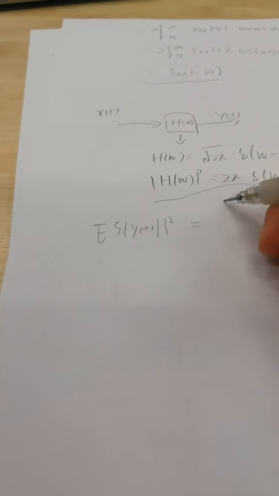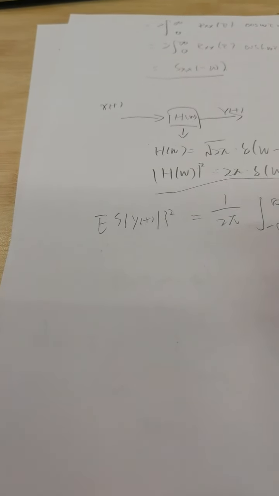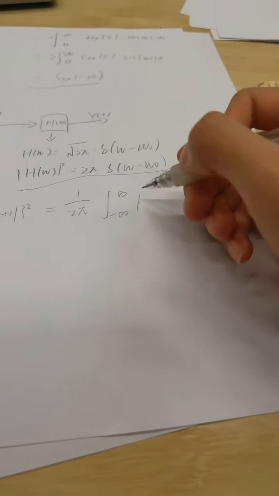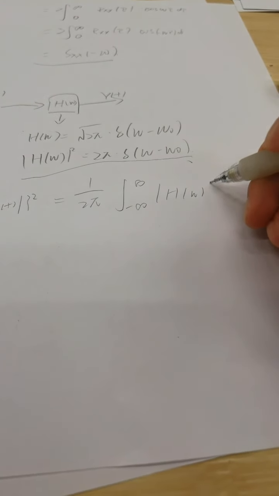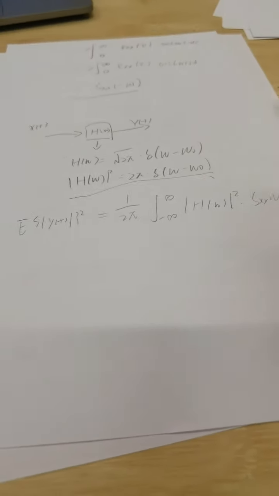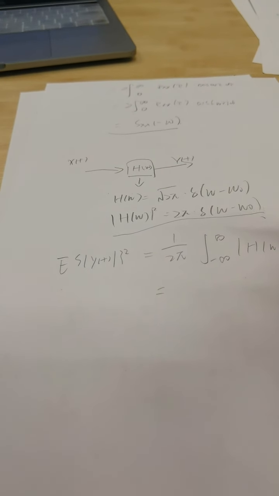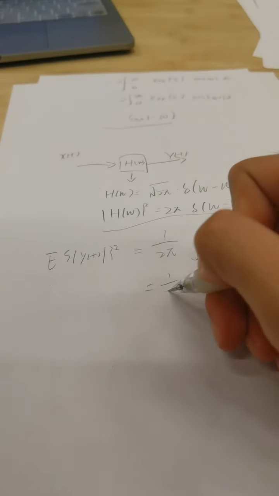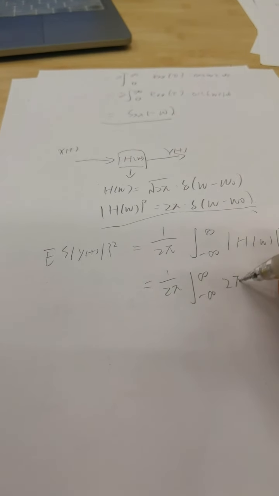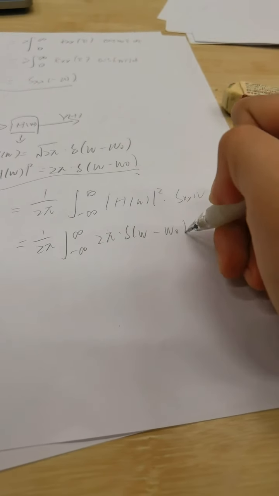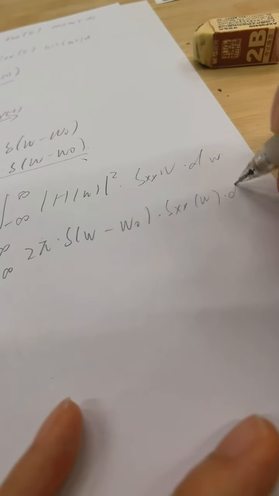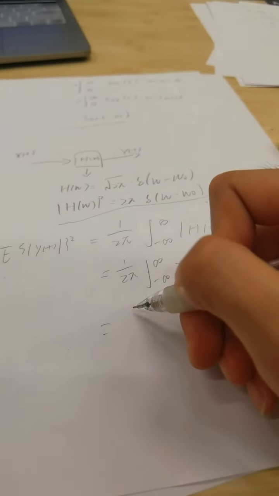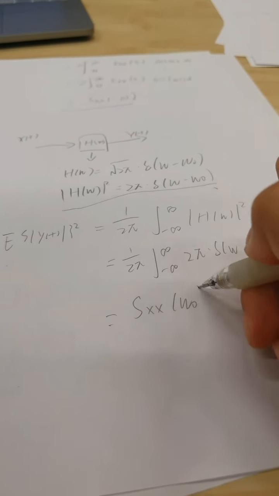And E[Y(t) squared] is equal to 1 divided by 2π times the integral from negative infinity to infinity of |H(ω)| squared times Sxx(ω) dω. So we can substitute it with 2π times δ(ω minus ω0) times Sxx(ω) dω. So this directly equals Sxx(ω0).